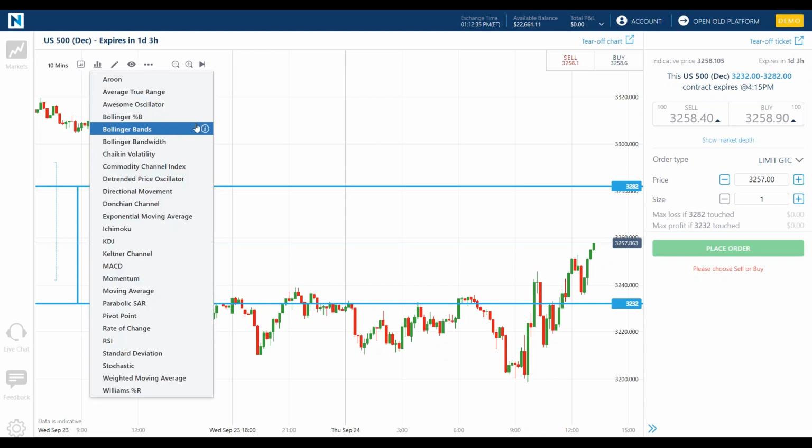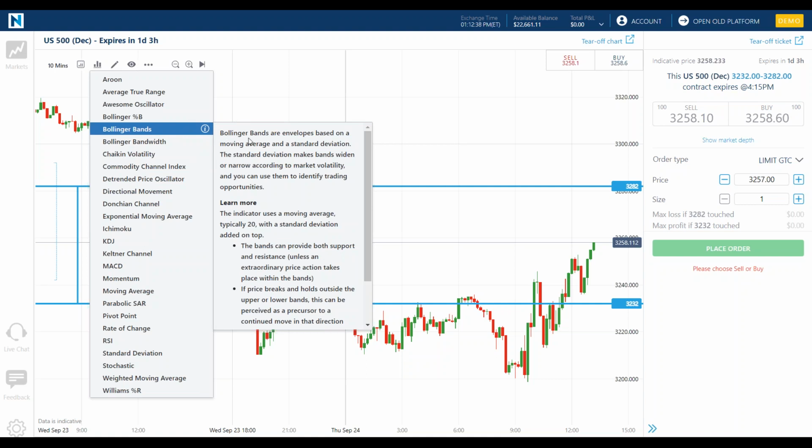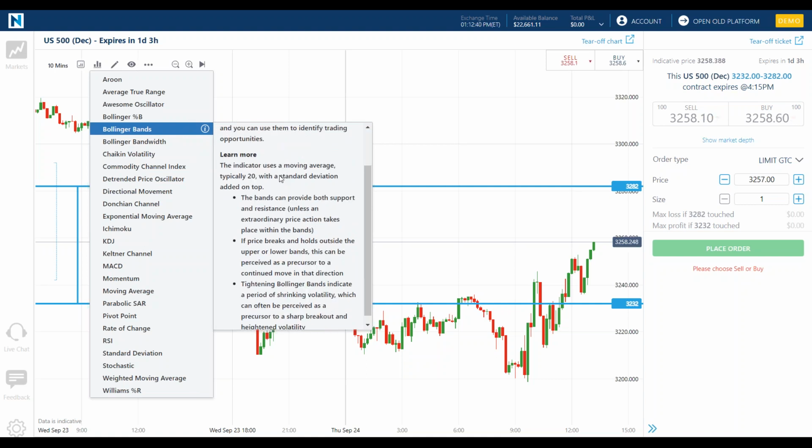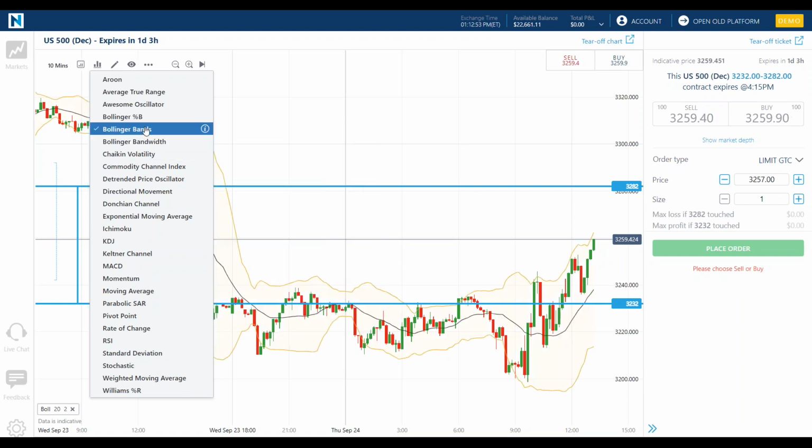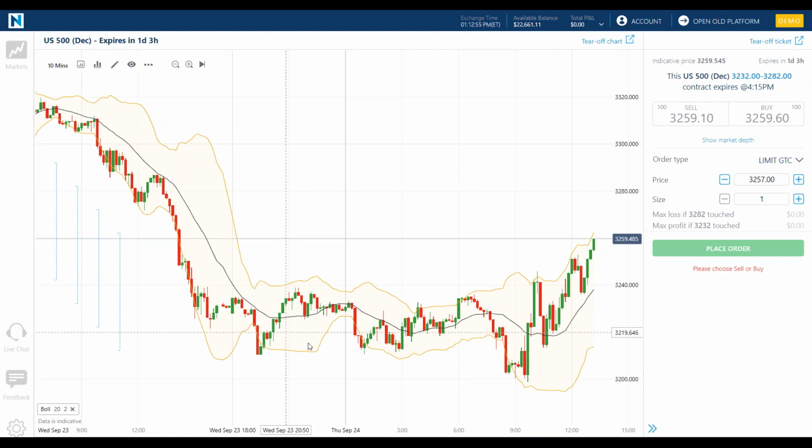If you didn't know what they were, notice if I hover over the eye, we will give you some basic education. You can learn a little bit about Bollinger Bands: that it looks at moving averages, and it's going to give you bands for a moving average range above and below. When I click on that, notice it populated my chart with my Bollinger Bands and put them right on the chart.